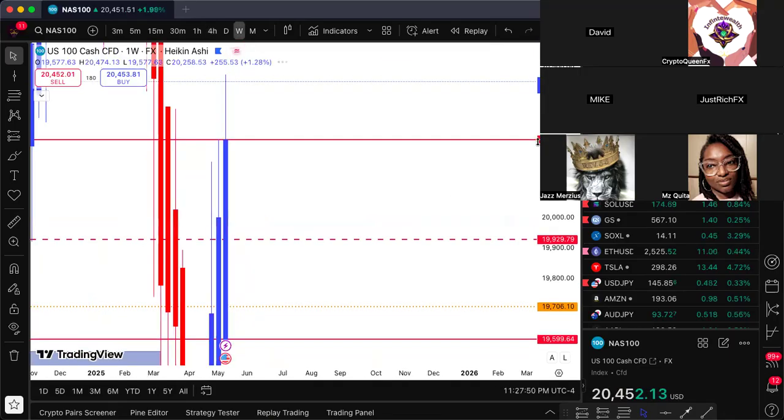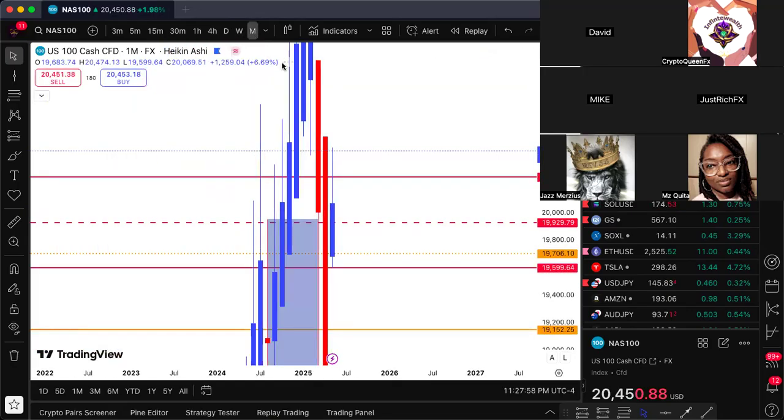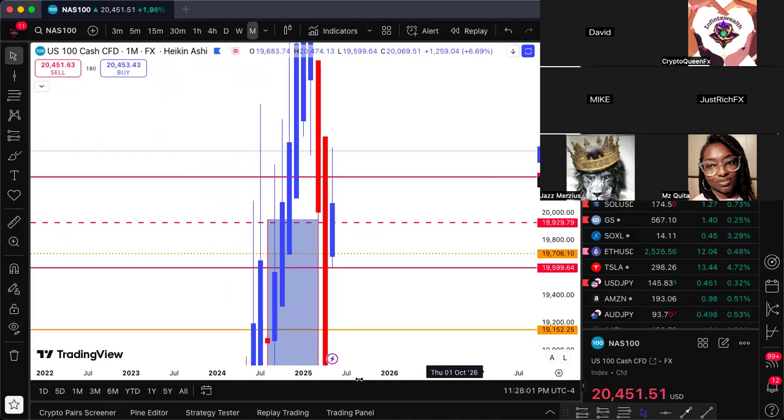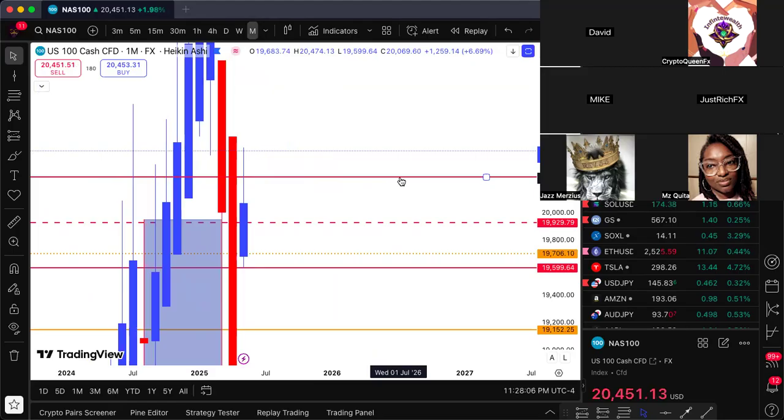Nas made a new monthly high and a new weekly high. I don't typically have to adjust the monthly chart, but because it's making a new high, that's why I'm adjusting it. Nas made a new monthly high.